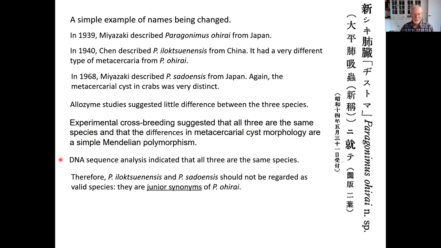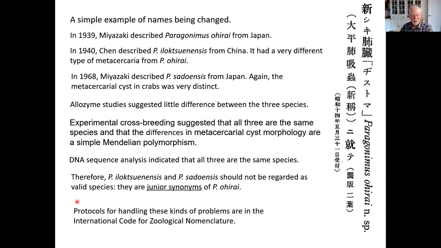So if we accept that, then we accept that Paragonimus iloktsuenensis and Paragonimus sadoensis are not valid species. We call them junior synonyms of Paragonimus uhirai. So Paragonimus uhirai was the first one to be described. So we say this was the oldest one. These other ones are junior names. They are younger names. Synonym means different name for the same species. So these are junior synonyms of Paragonimus uhirai. So this is a simple example of names being changed or suppressed according to the rules of nomenclature.